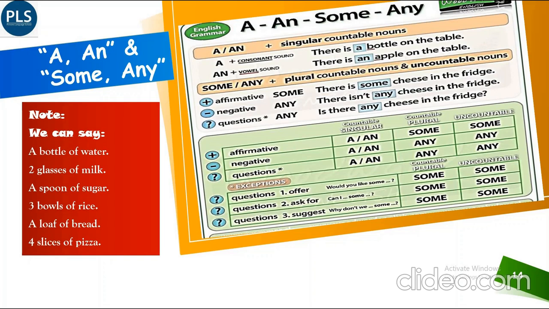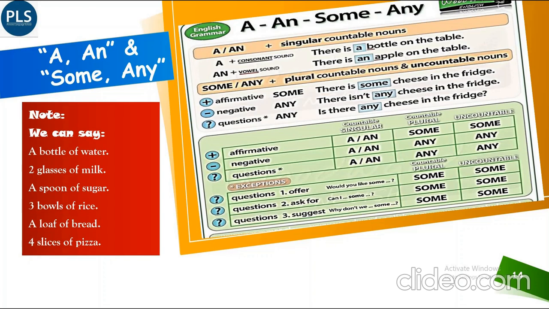So we can also use some in the question, as we can see here. Like in the negative, there isn't any cheese in the fridge. Or we can also say there aren't any apples on the table. And for the question here, is there any cheese in the fridge?